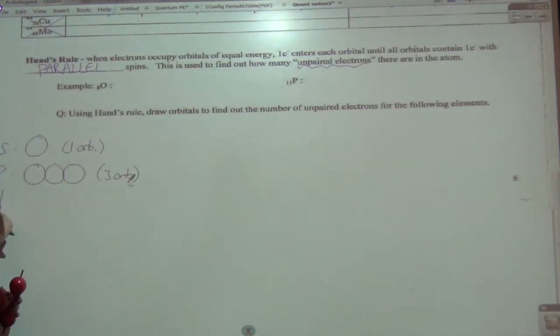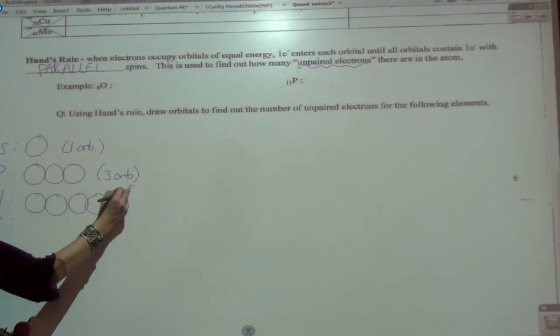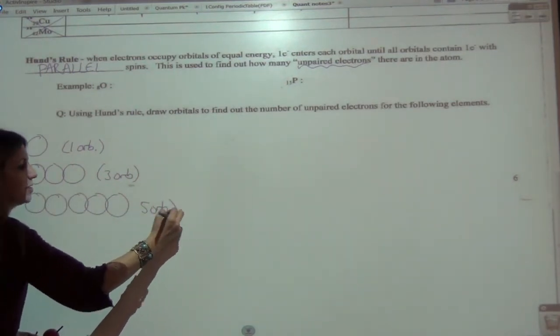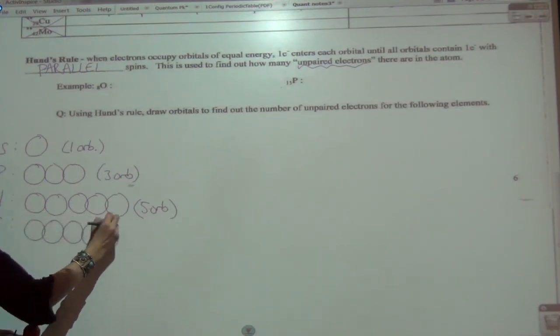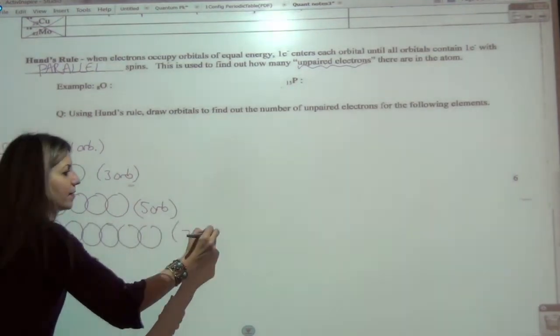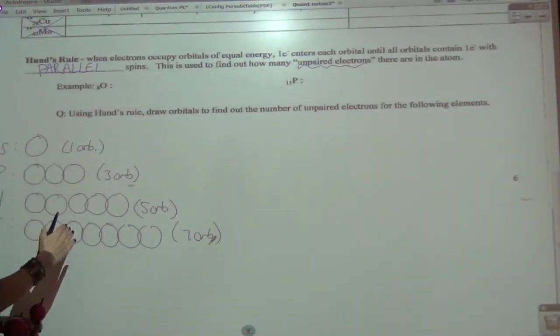D, the clover shape, how many did we say? 5. 1, 2, 3, 4, 5. So that's 5 orbitals. And what about the F? 7. And then we're going to use Hund's rule to say up arrows first and then down arrows.